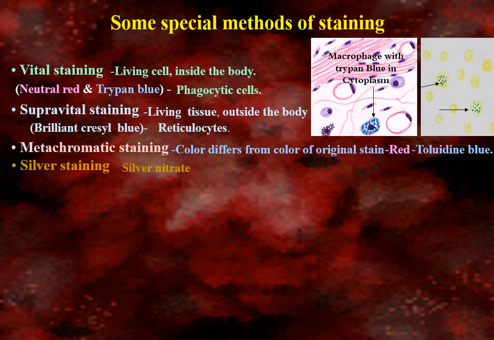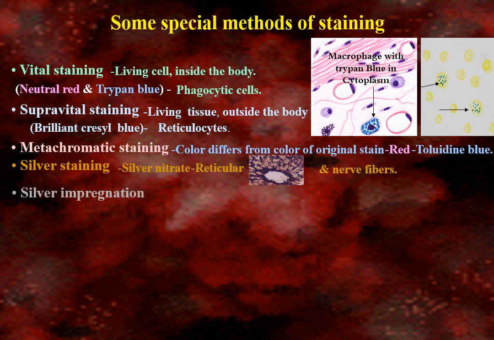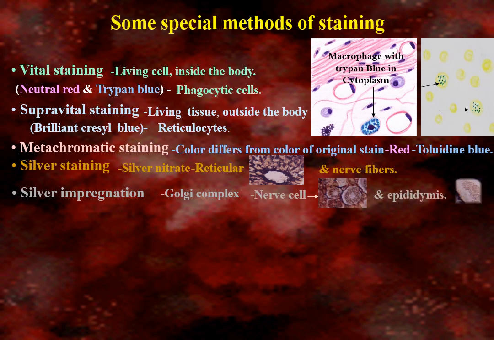Silver staining, using silver nitrate for demonstration of reticular and nerve fibers. Silver impregnation, that is, impregnation of the tissue immediately after death in silver nitrate. It is used to demonstrate Golgi complex as in nerve cells and epididymis.